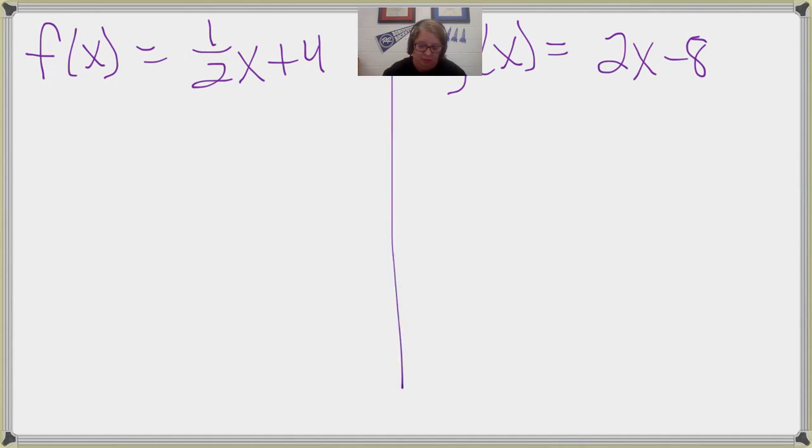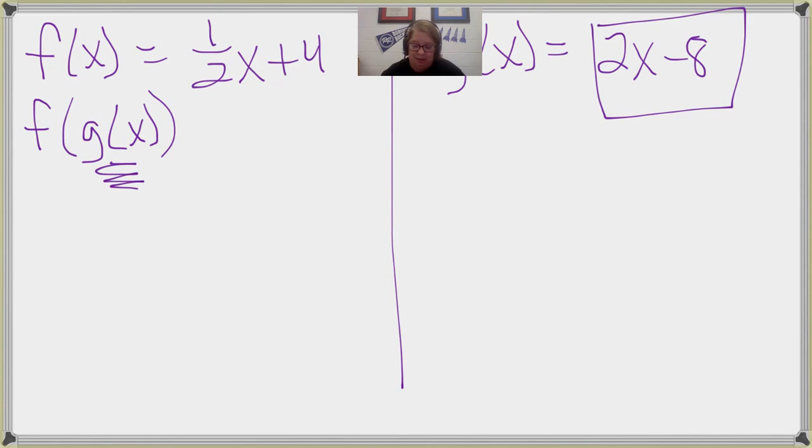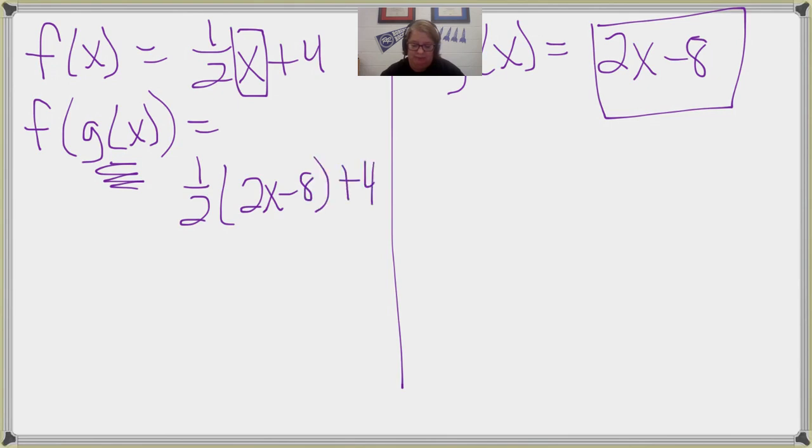If over here I have f of g of x, remember this means the same thing whether it's the little dot or the two sets of parentheses. Start with g of x. Plug 2x minus 8 in here. So I have 1/2 times 2x minus 8 plus 4. Distribute. Half of 2 is 1, half of 8 is 4. And what do you notice? The 4's cancel, and all you're left with is x.